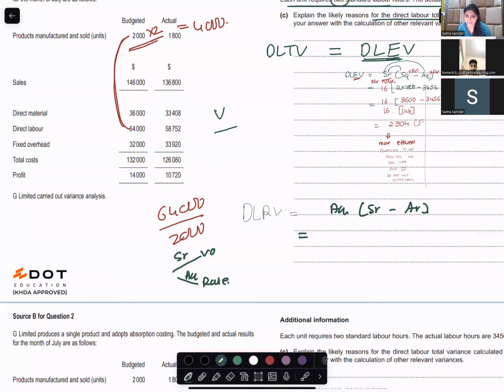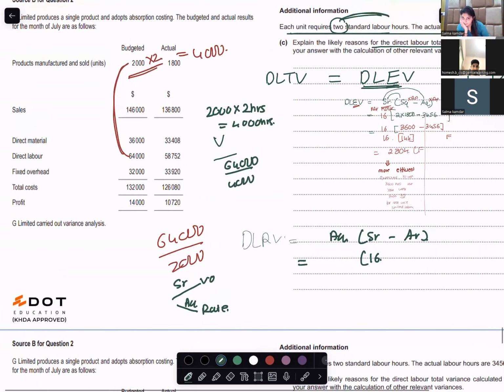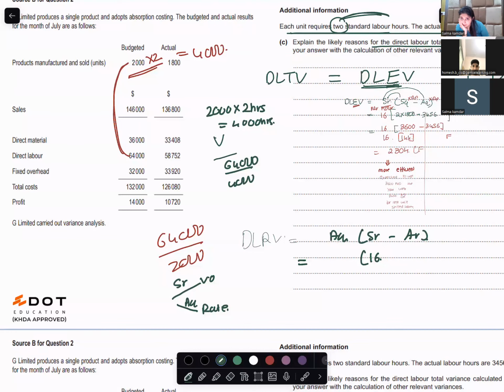What is the standard rate? Basically your standard rate was for 2,000 units. For every unit you required 2 hours, so it was 4,000 hours. 64,000 divided by 4,000, so your standard rate is 16 per hour. Now what is your actual rate?